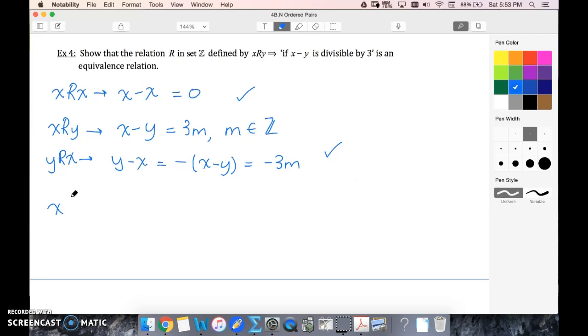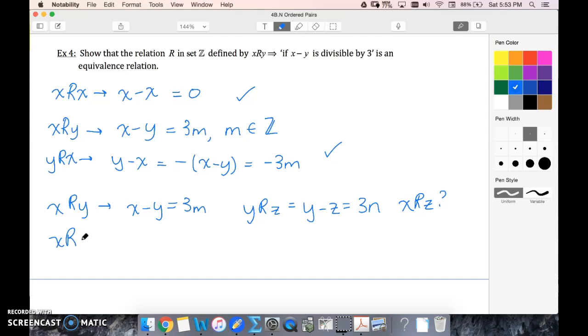All right, if x is related to y, then that means that x minus y is some multiple of 3. If y is related to z, that's going to mean that y minus z is some other multiple of 3. And now we want to know, is x related to z true? So this is what we're testing. So x related to z is going to imply x minus z.